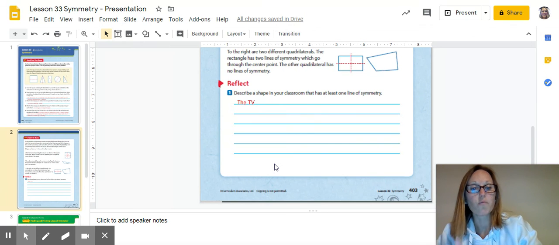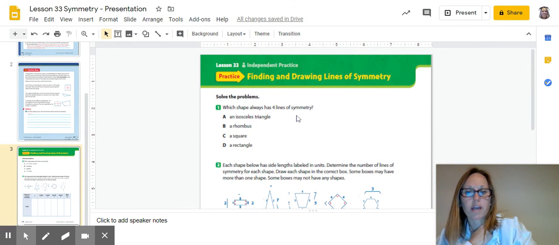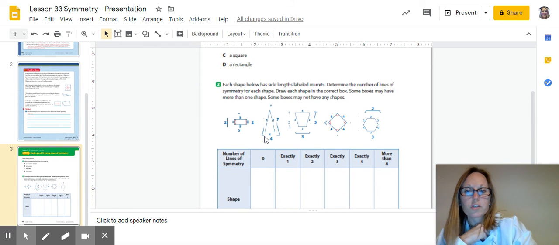All right, and then you have one more thing to do. Along with filling this out with me, you have one more slide, and it says, which shape has 4 lines of symmetry? An isosceles triangle, a rhombus, a square, or a rectangle. Now, if you want to use a tool to circle, you can do that, or you can just highlight what your answer would be. And then for number 2, it says, each shape below has side lengths labeled in units. Determine the number of lines of symmetry for each shape. Draw each shape in the correct box. Some boxes may have more than one shape.